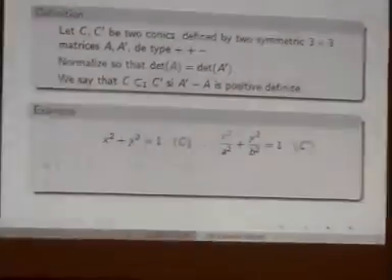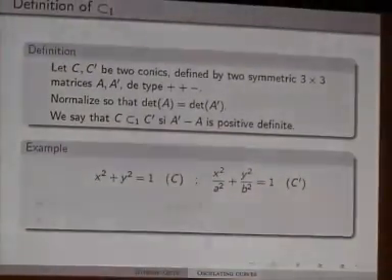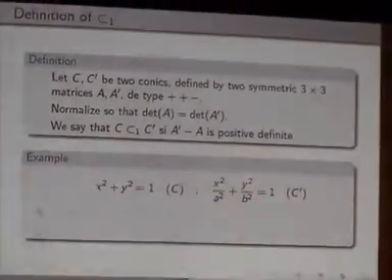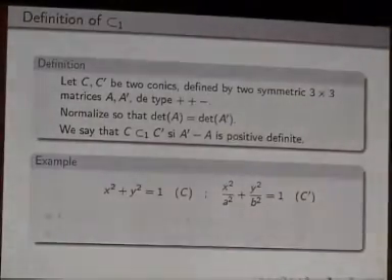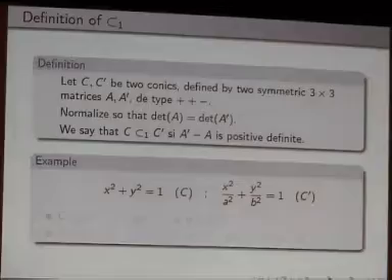Consider the circle x squared plus y squared is equal to 1, and the ellipse x squared divided by a squared plus y squared divided by b squared is equal to 1. What does it mean to be contained sub 0 in the usual sense? Well, that means that a and b are bigger than 1, to say that the ellipse is contained in the unit circle.